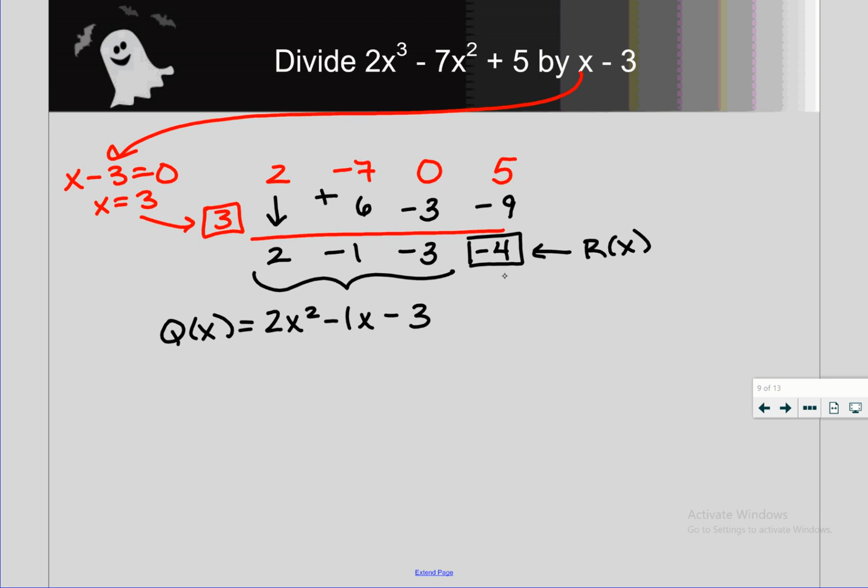And I could look at this and say it is not a factor, which means x equals 3 is not a solution or a root or a 0 because I did not get 0 as a remainder. Okay? Good? Let's do one more together.